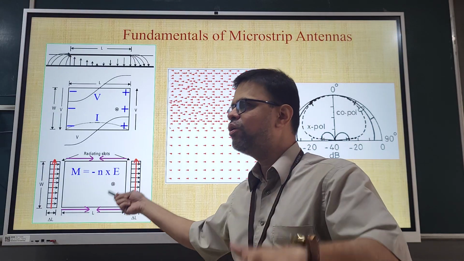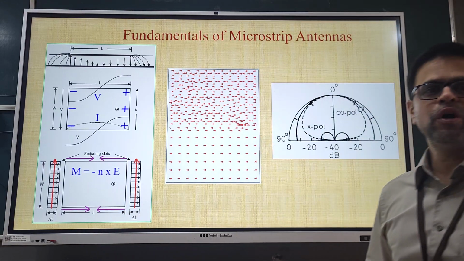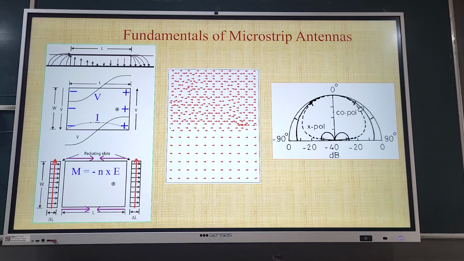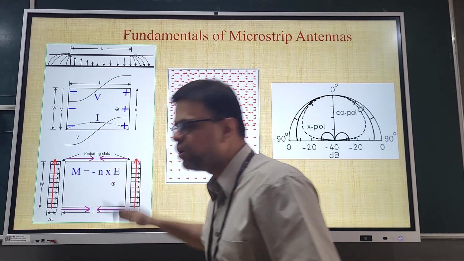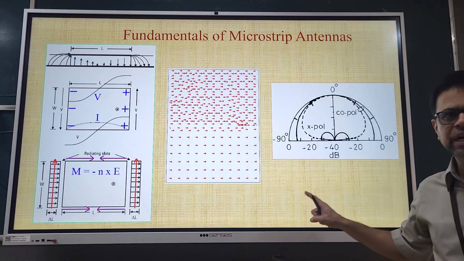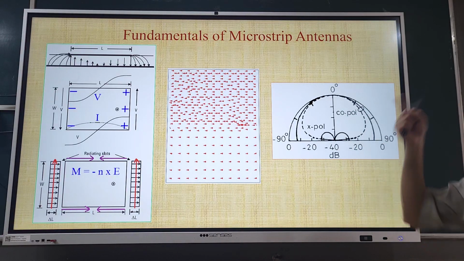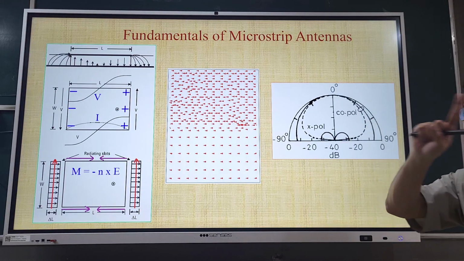which is not there over here. Why? Because it is a feed point location, and we have already seen it in earlier lectures. This feed point, when it is there along the center of the width, will not excite TM01 mode. Eigen mode will show you that, driven mode will not.